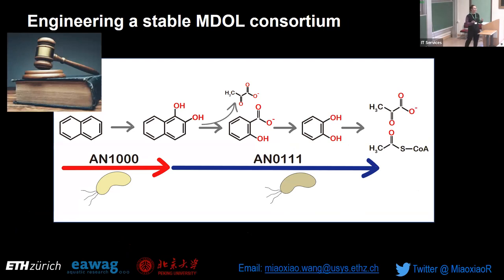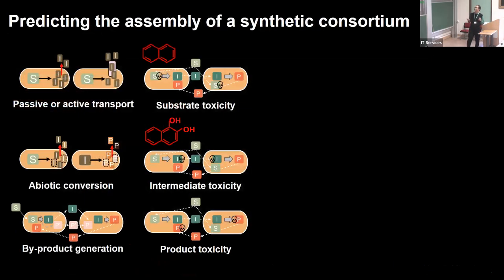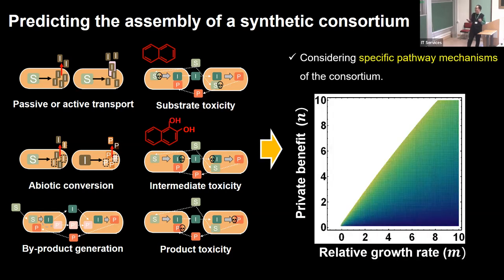So we have the law. Then we should use the law to control the community to build a stable system. First, our synthetic community actually has some specific mechanisms. For example, naphthalene is toxic, and the intermediate is also toxic. So we can add such mechanisms to our basic model and do simulations to find a phase diagram specific to our synthetic system. Then I measured several parameters, and I found the private benefit N has a value of 2.53, and the initial point is here.